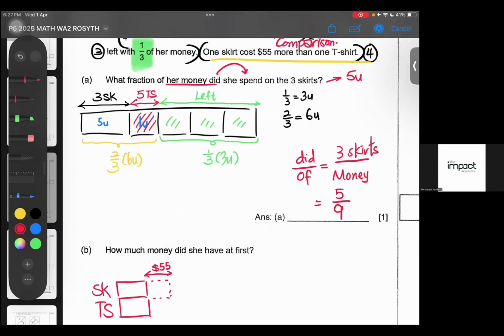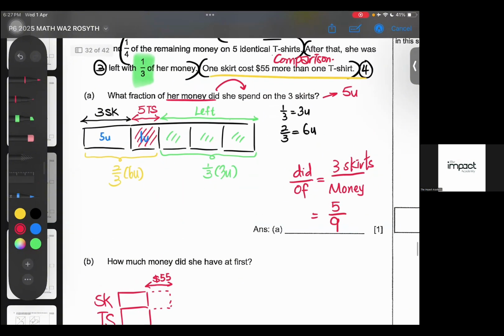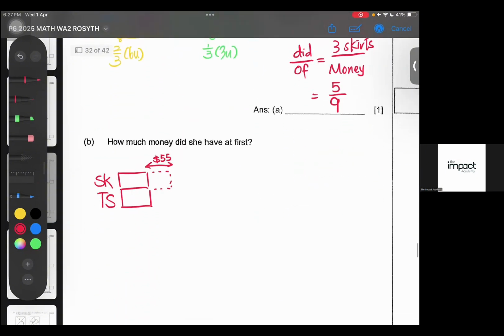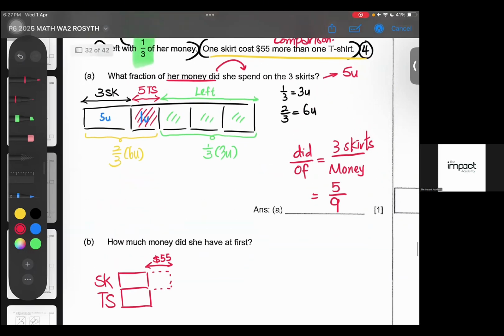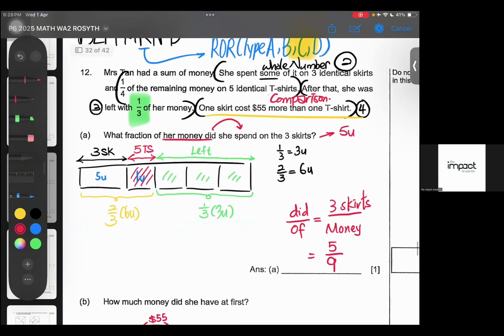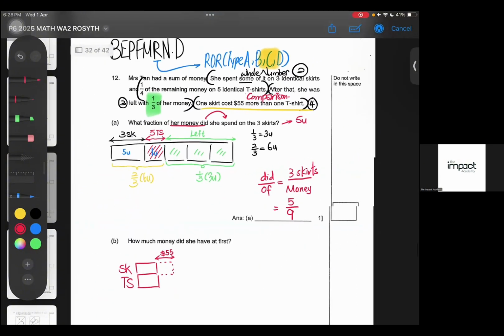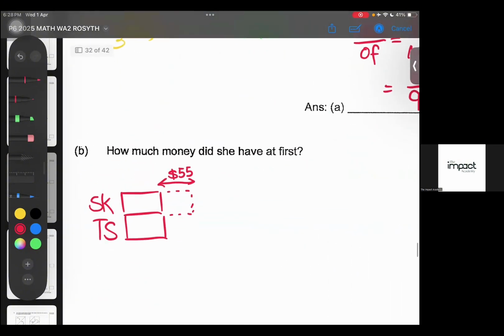Yeah, so how much money did she have at first? You must slowly go and find out. True. Now I only drew this, right? Look at this. One skirt, one t-shirt. You already have it over here, right? So what can you do in order for you to solve? You can draw three skirts and five t-shirts. Correct. How do you draw three skirts? It's going to look something like that. Can you all see? How many skirts already?